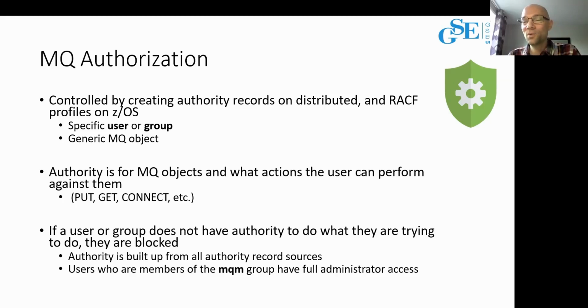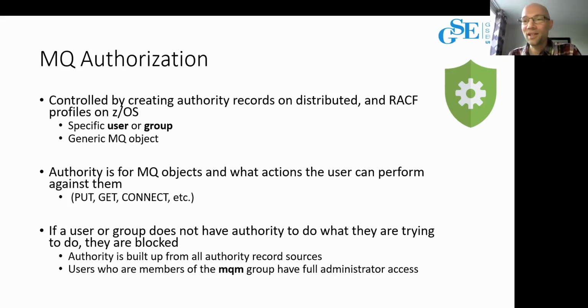On z/OS, what the queue manager does is just call into RACF to check whether a user ID has access to a specific profile, and that profile correlates to the name and type of a certain MQ resource, like a queue, for example. It gives you a lot of flexibility. It achieves pretty much the same thing across all the platforms that MQ runs on, but the exact details of how you do this are slightly different based on the platform. I'm not going to go into the details. That's all in the documentation.